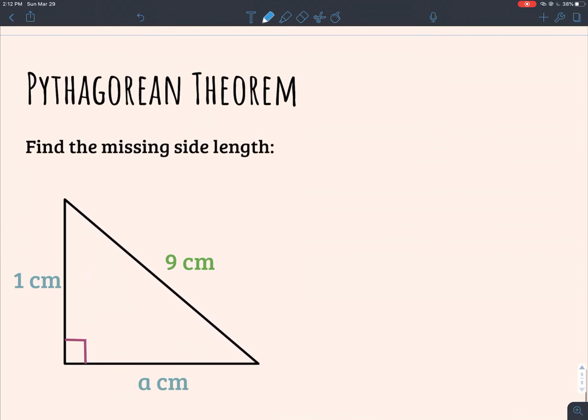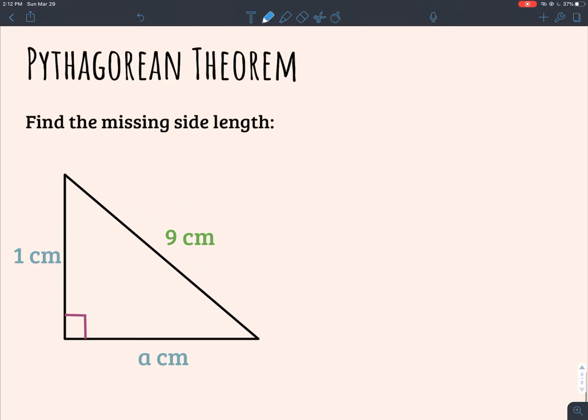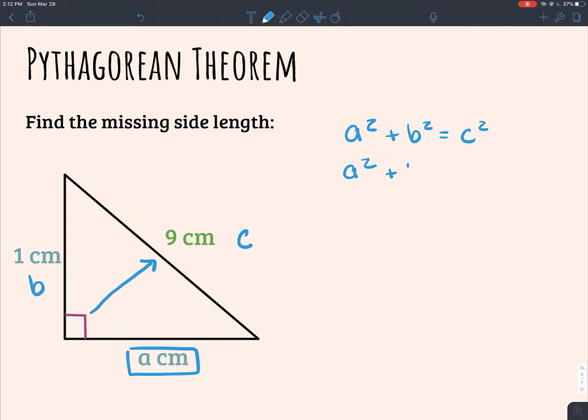Let's do one more. So looking here, slightly different diagram again. We have our A value, we know that. We have our right angle, and right across from it is our hypotenuse, so this is C. So that means 1 centimeter is our B. So again, a squared plus b squared is equal to c squared. A, we don't know what it is. B, we know is 1 squared. And then C is 9 squared.